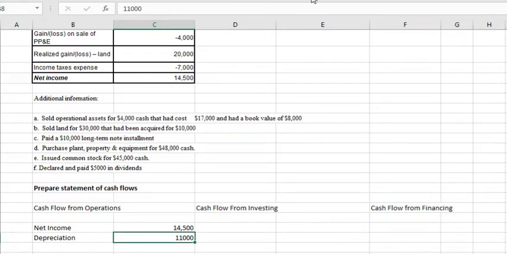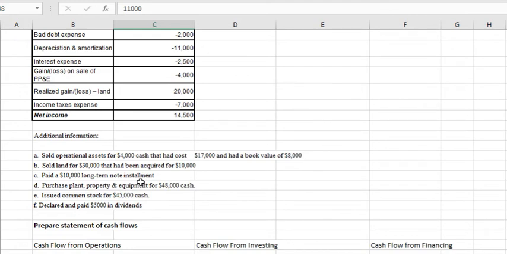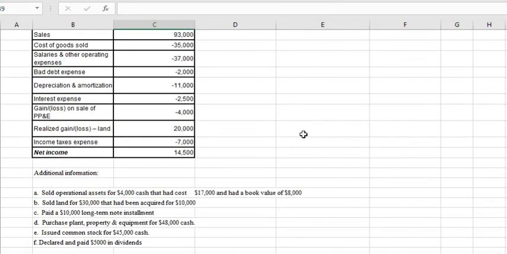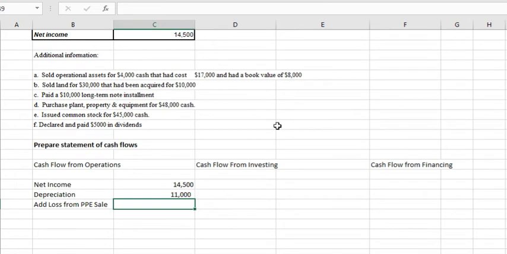Any gain or loss associated with the sale is going to be added or subtracted from operations because it's going to be considered under the cash flow from investing. So any loss from a sale of PP&E is going to deflate net income, and that's not typically operational. So add loss from PP&E sale. We are going to add that back, and that was in the amount of $4,000.